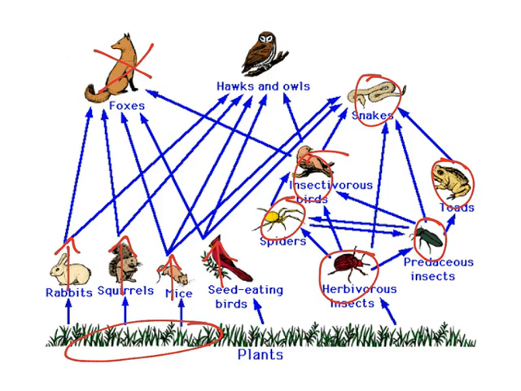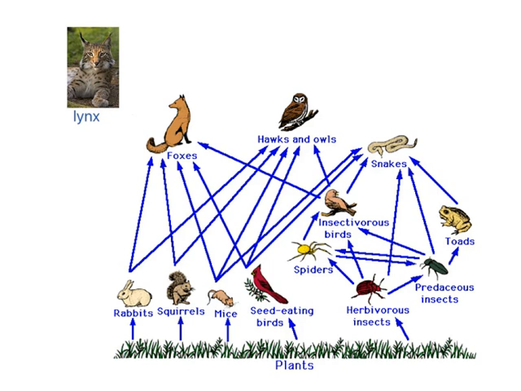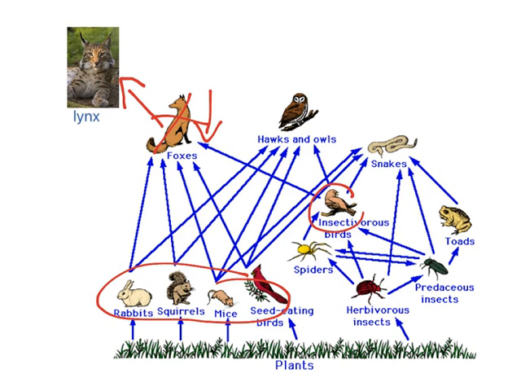This ecosystem would also be affected not only if we remove an organism, but if we introduce a new organism into the mix. The lynx, for example, is a predator of the fox. So if we introduce a lynx into this ecosystem, it would eat the fox. Because the fox had no predator before, the population of the fox will decrease. That means that rabbits, squirrels, mice, and seed-eating birds, and even these insectivorous birds, are going to increase in population because they have lost one of their major predators.